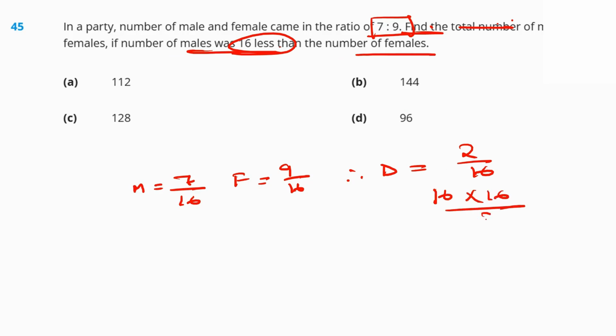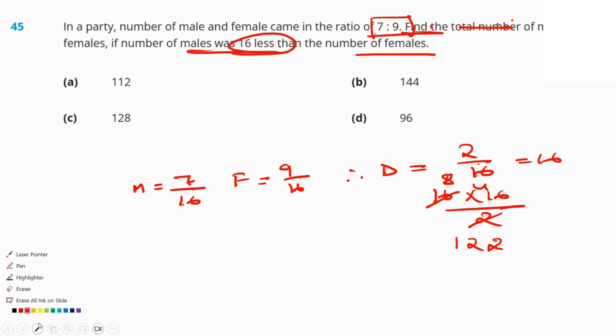16 into 16 by 2. If 2 by 16 represents 16, that means the whole number is 16 into 16 by 2. That's 2 8s are 16. 16 into 8 is how much? 128. Sorry, 128. 8 6s are 48. So 128, option number C. It's 128, option number C over here.